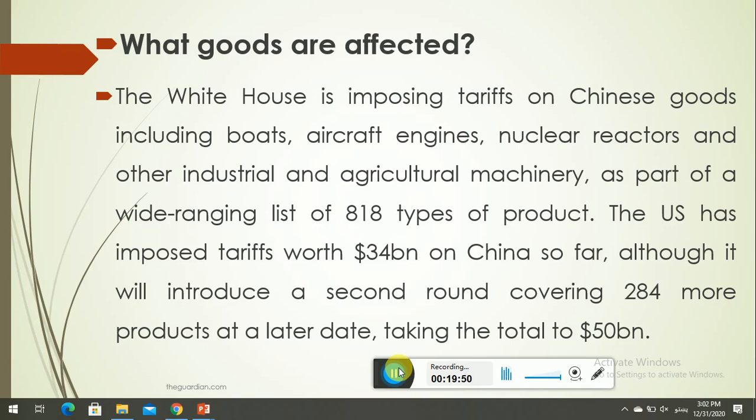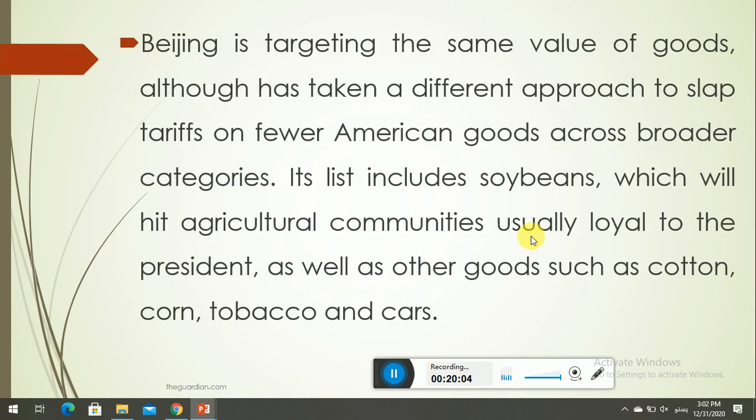So after tariff, for example, before tariff the product of certain goods was $1. After tariff it might be $1.5 or $2. The price might get increased. So that's why it will affect the companies and customers in USA and China as well.